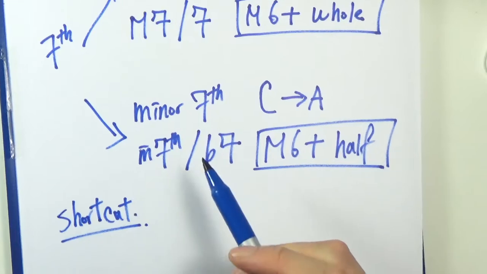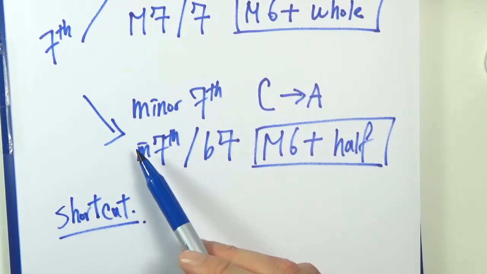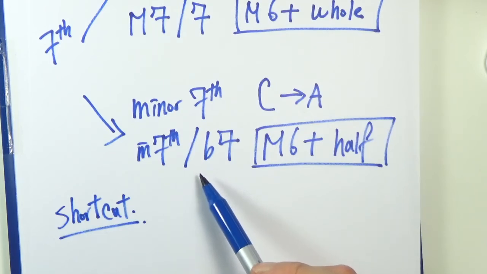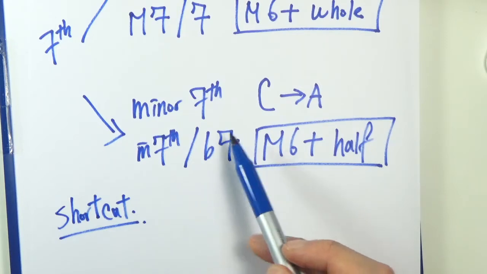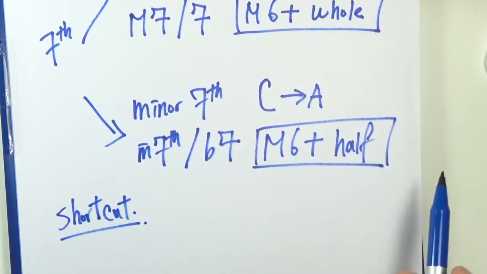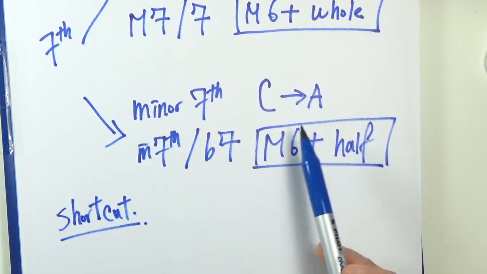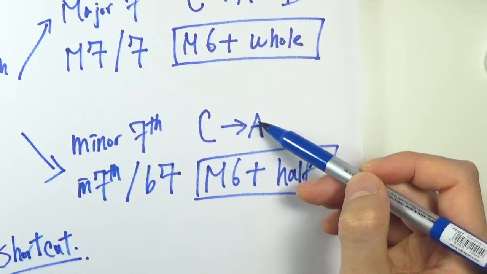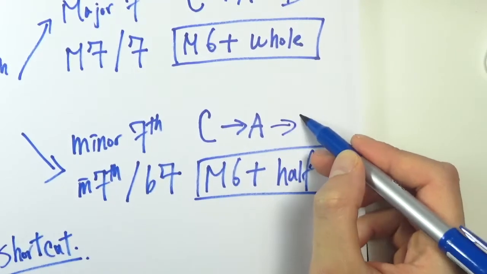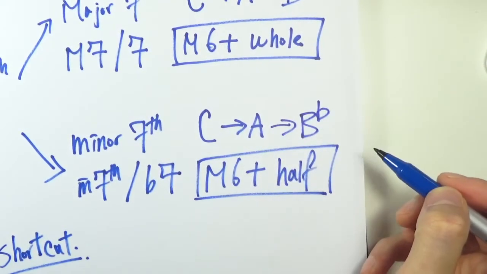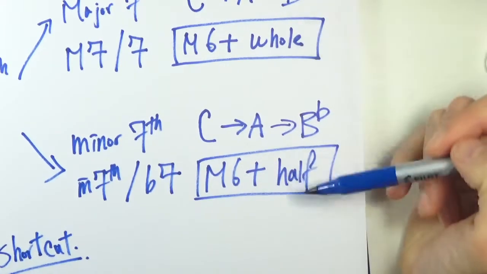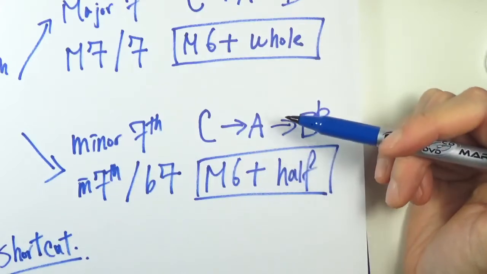For minor 7th, notation-wise, you can put down a lowercase m with a dash above it, like that, or just a flat 7, which is more common in, say, jazz notation. Definition-wise, it's a major 6 plus a half step. For example, C to A is your major 6. You go another half step up, and that should be flat. So B flat would be the minor 7th of C. But it's kind of clumsy to go about finding your minor 7th this way.